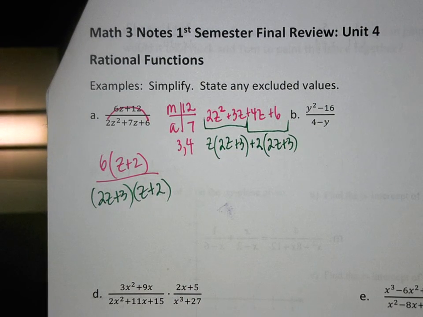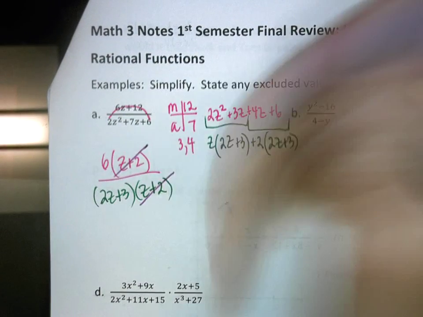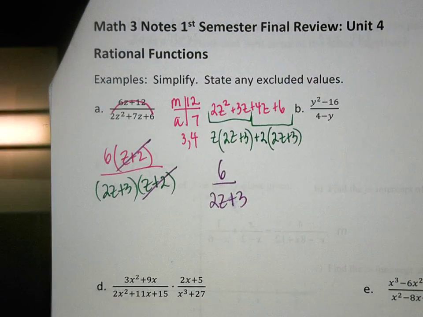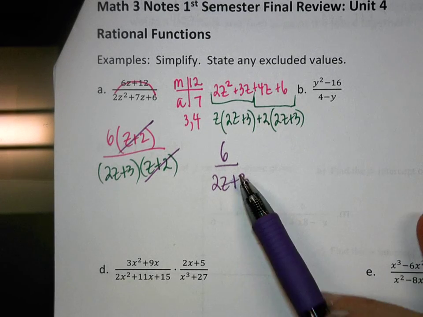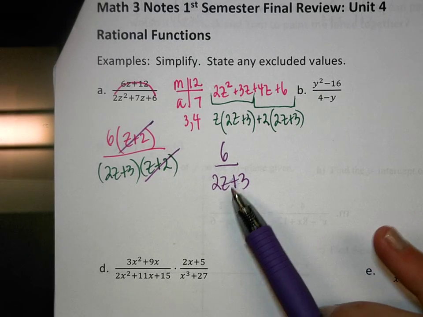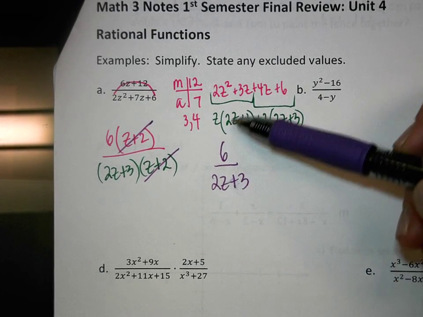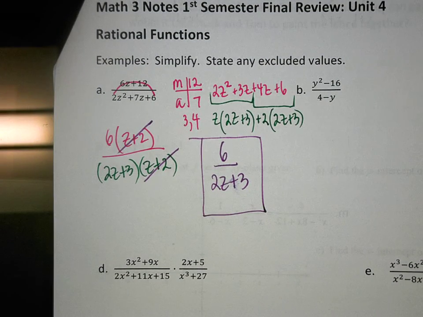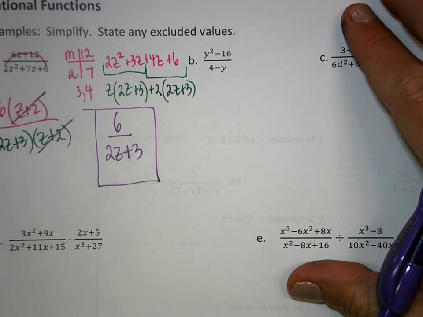Can anything reduce? Good. So we cancel these out, and we have 6 over 2z plus 3. Can I reduce anything here? No, because this is a binomial, correct? And so in order to reduce something, it has to be exactly the same, or you'd have to factor something out of this, and you can't. So don't try to reduce here or anything like that. This is your answer. Any questions?